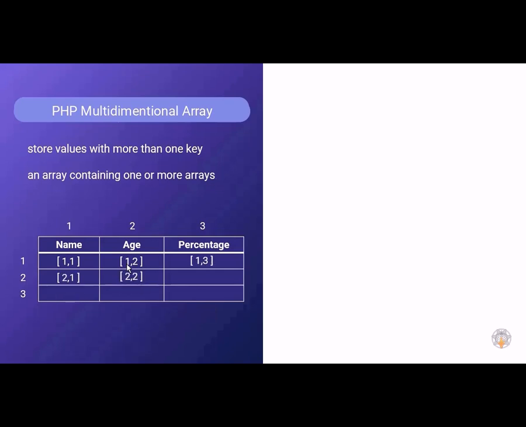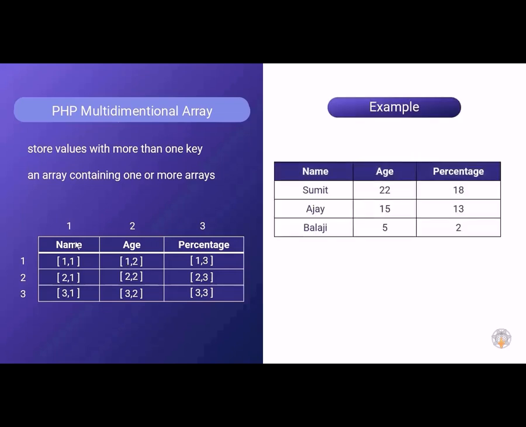Fifth value, second row, second column. Sixth value, second row, third column. Seventh value, third row, first column. Eighth value, third row, second column, and last value, third row, third column. So this is an example of how it will store the data in a multidimensional array. Now let's see examples of each.